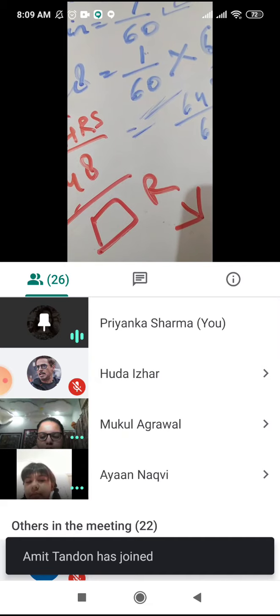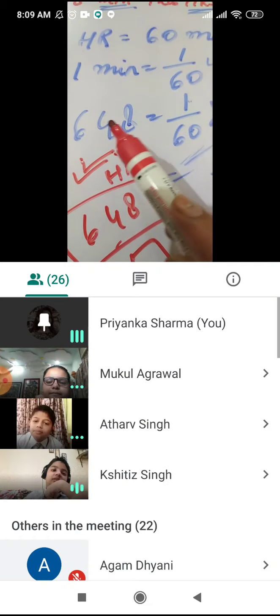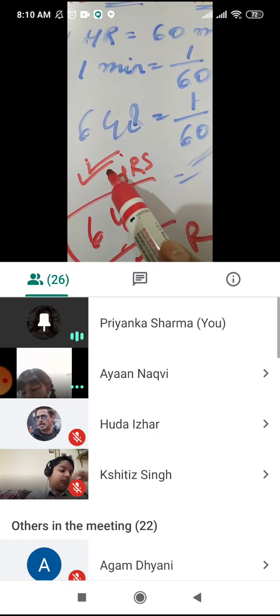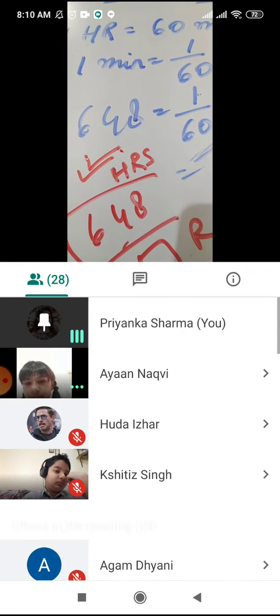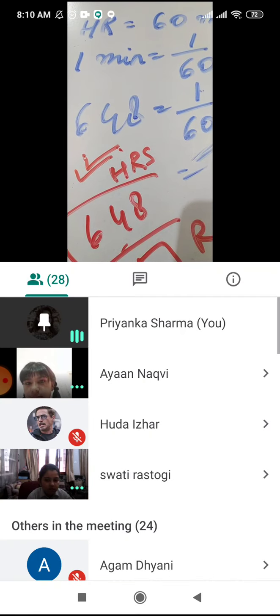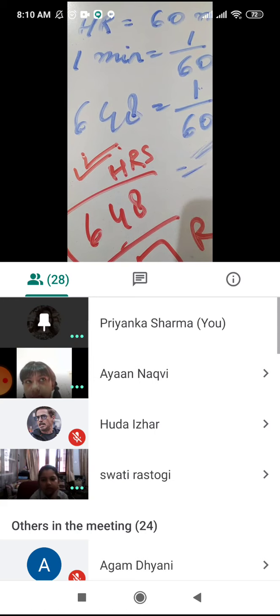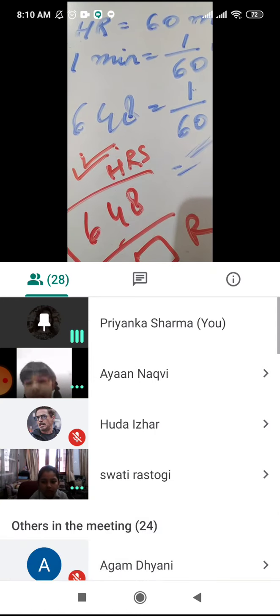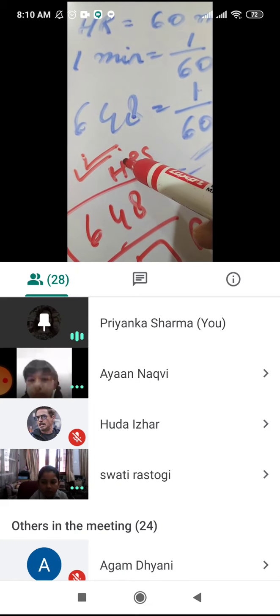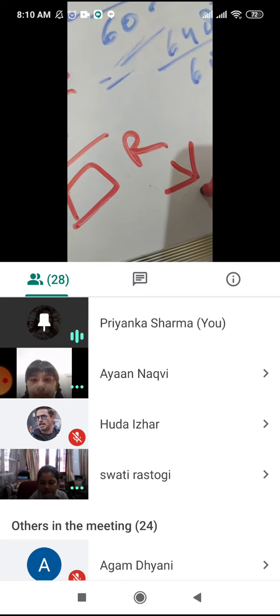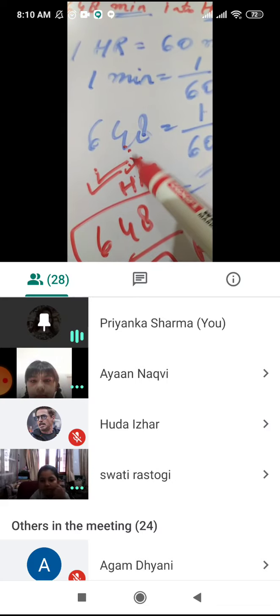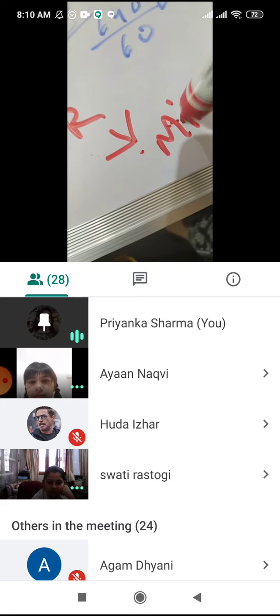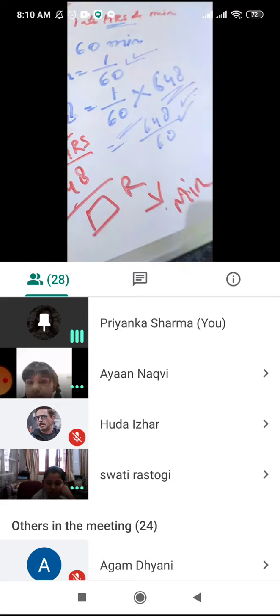Are you getting it? The higher unit is the quotient. If minutes and seconds are there, minute is the higher unit, so the quotient will be minutes and the remainder will be seconds. If hours and minutes are there, hour is the bigger unit, so the quotient will be hours and the remainder will be minutes. The higher unit will be the quotient, the smaller unit will be the remainder. Are you getting it?